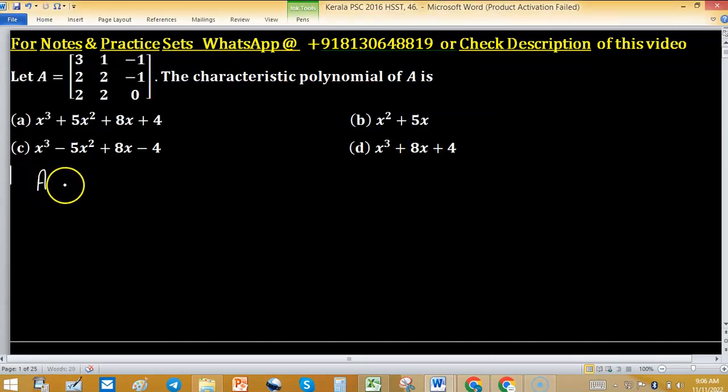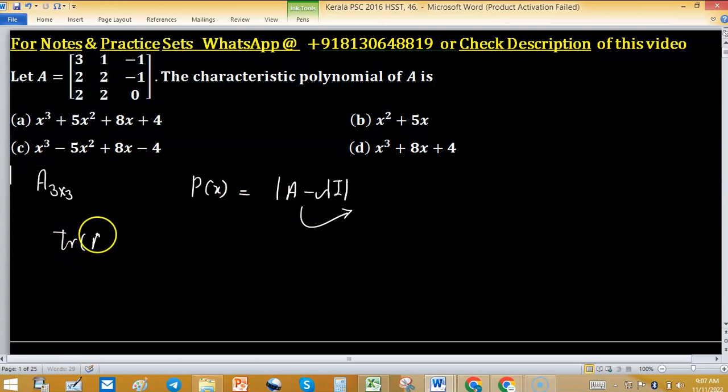Given a matrix A of size 3 cross 3, the characteristic polynomial of A is, you can find the characteristic polynomial denoted by p(x), and this can be found with the help of the determinant of A minus lambda I. But this is not a perfect way to answer this problem in a short-duration exam.